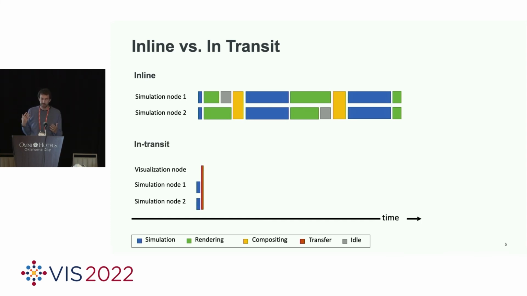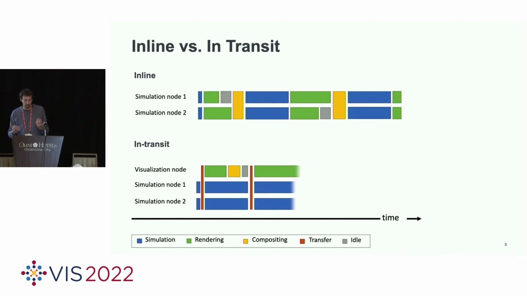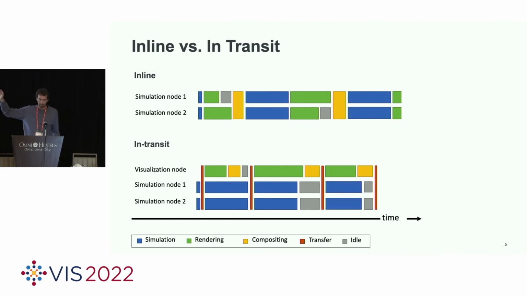Right-sizing the number of visualization nodes is an issue for in transit. If there are too many visualization nodes for the desired task, they sit idle. If there are too few, then either tasks need to be dropped or the simulation nodes need to wait, as in the shown example.